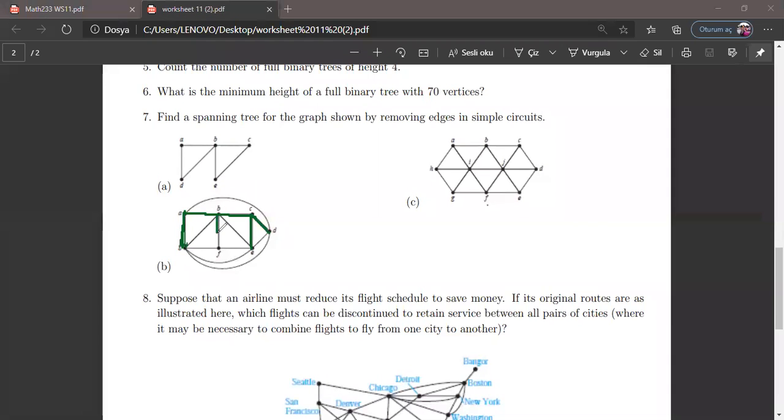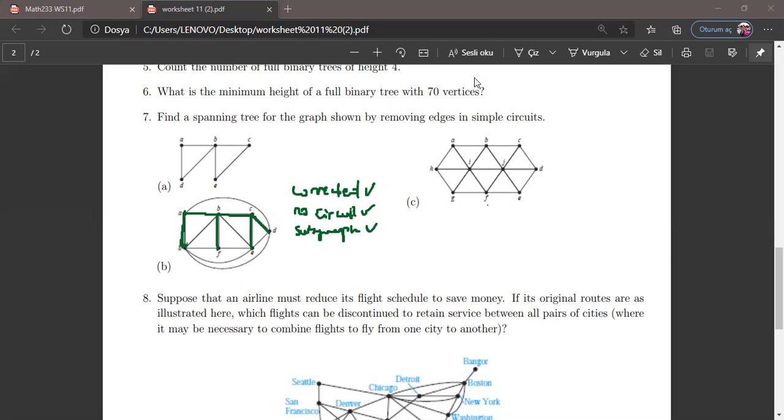For example, this. So it is connected, right? There is a path between any two vertices, and it's connected. So we said that, and there is no circuit, and it's a subgraph, right? Because any edge on this new graph is contained in the previous one, so it's a subgraph. Thus, it's a spanning tree.